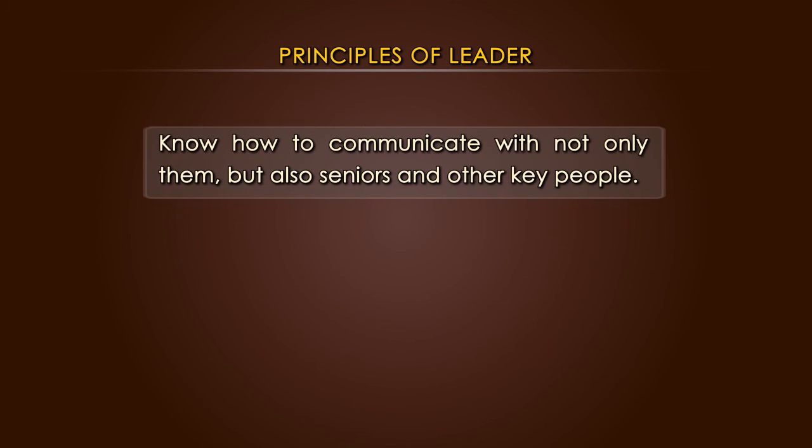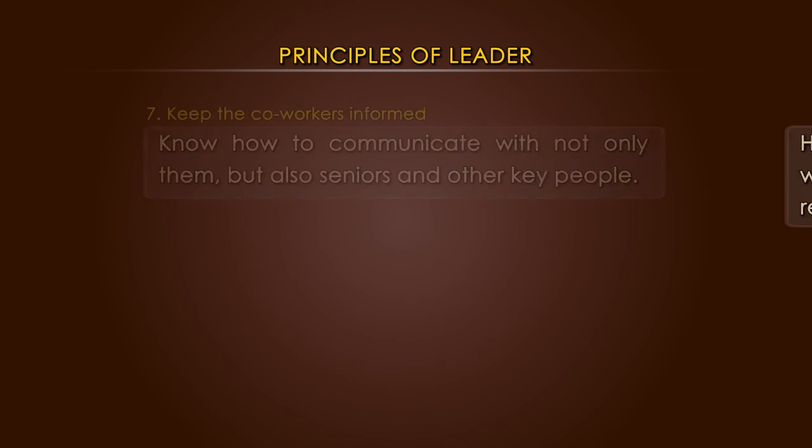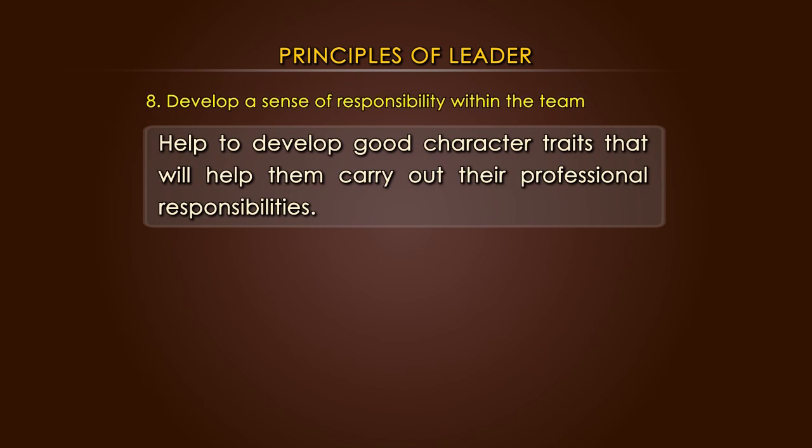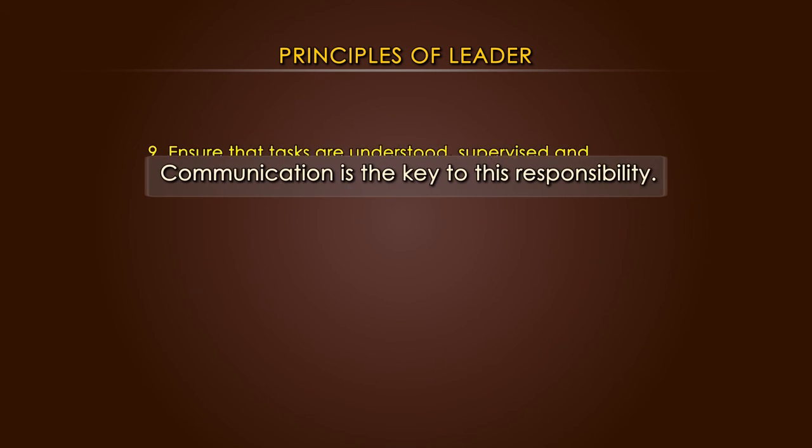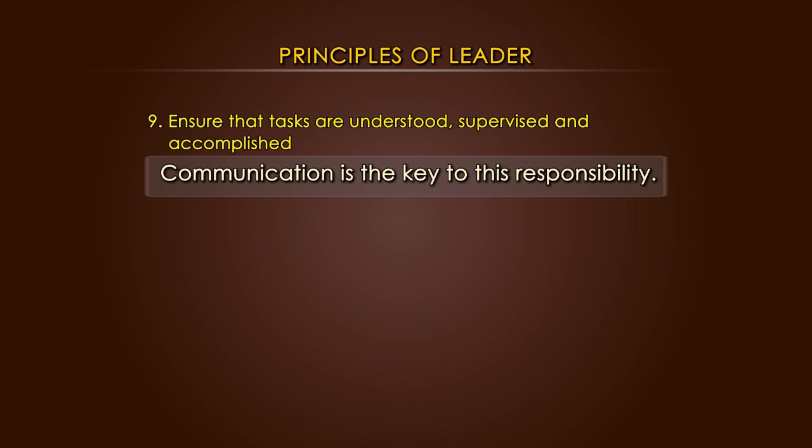Number 7, keep the co-workers informed. Know how to communicate with not only them, but also seniors and other key people. Number 8, develop a sense of responsibility within the team. Help to develop good character traits that will help them carry out their professional responsibilities. Number 9, ensure that tasks are understood, supervised, and accomplished. Communication is the key to this responsibility.